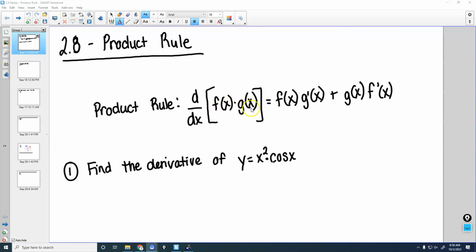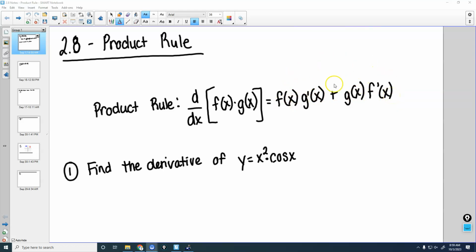So f of x times g of x. You cannot just take the derivative of the first one and the derivative of the last one. That is what students do wrong most of the time. They don't recognize when they've got to use this. So if you're taking the derivative of f of x times g of x, the product rule tells us we do f of x times g prime of x plus g of x times f prime of x. So it's original f times derivative of g plus original g times derivative of f.